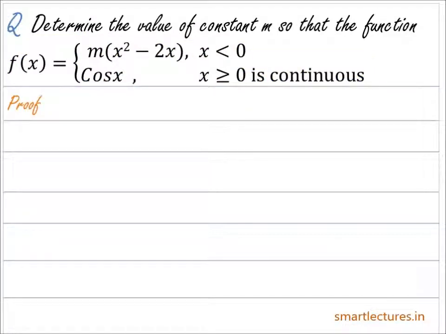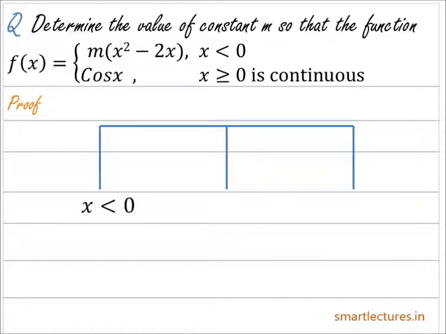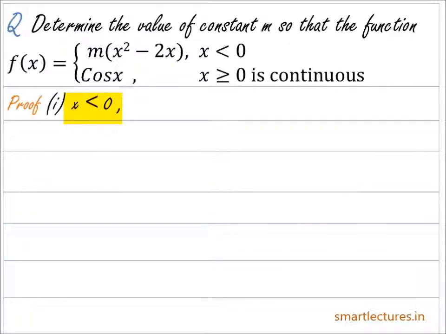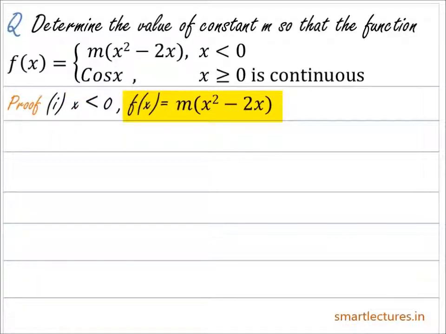Now the domain of the function can be divided into three ranges. First, when x < 0, second, when x = 0, and third, when x > 0. And in the first case, if x < 0, then f(x) = m x² − 2x.